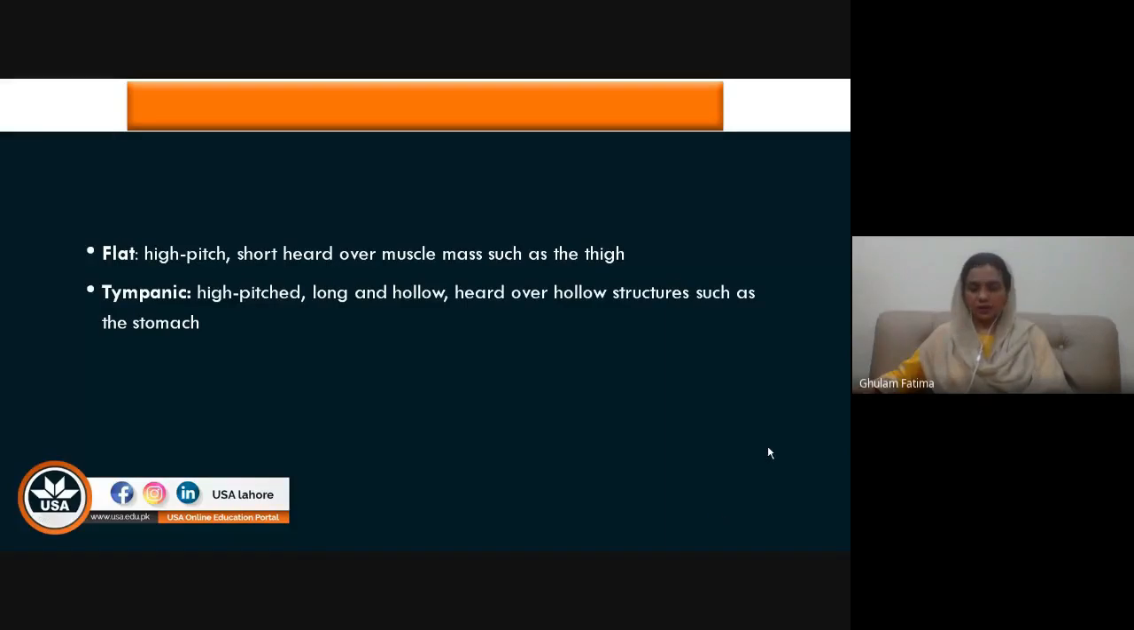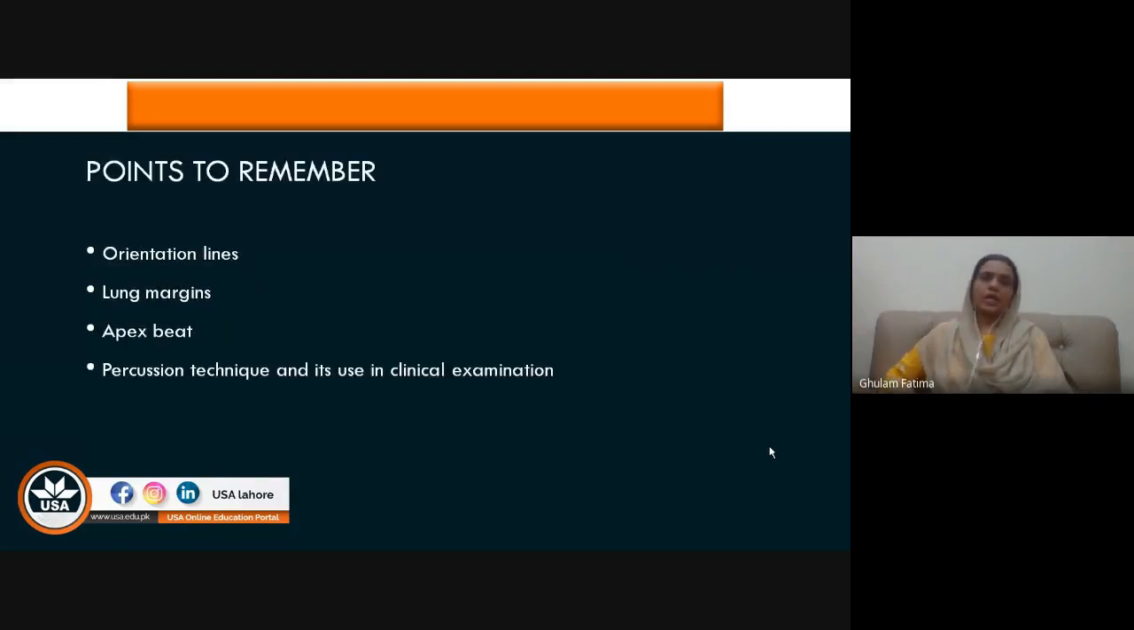Because this is the main thing, that you have to differentiate between different kinds of notes. So after this, I hope that you people will have developed a very good idea about what kind of sounds can be heard on percussion.